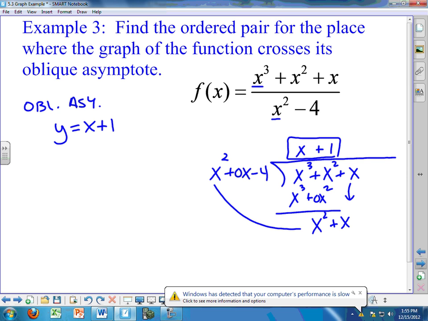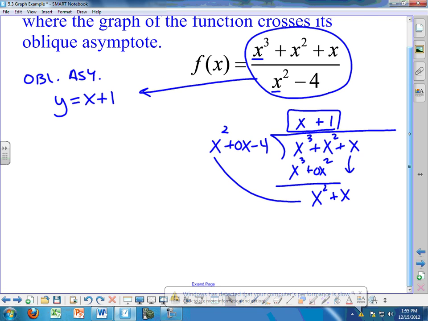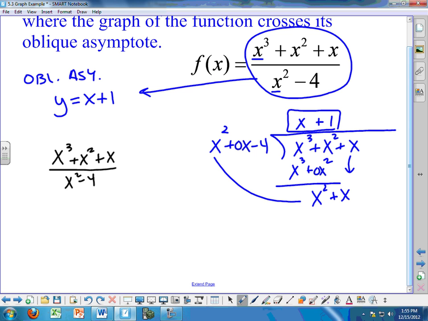Now I don't have to do anything else other than solve the mini equation that I set up with my function and with my asymptote. What I'm trying to figure out here is where the two intersect each other. So obviously I'm looking for the two to be at the same location. Let's go ahead and do that computation real quick. It's going to be x cubed plus x squared plus x over x squared minus 4, and I'll set that equal to x plus 1 and work it all out. That's x cubed plus x squared plus x equals (x squared minus 4) times (x plus 1). Let's keep this rolling here.